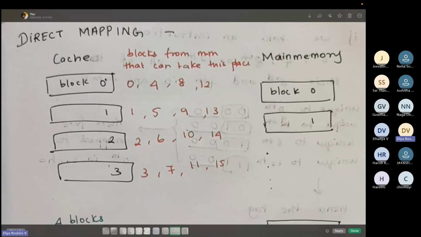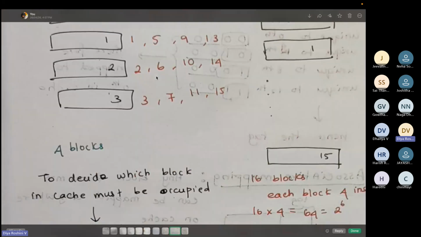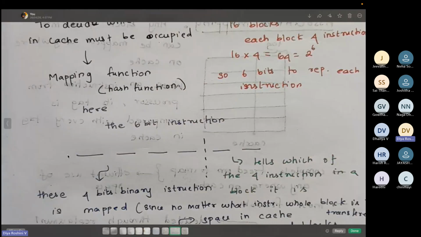That's all. So basically 0, 4, 8, 12 are all mapped to block 0. But then I don't know which one of them it is. It's either 0, 4, or 8, I don't know. And that is going to be told by the remaining tag bits.